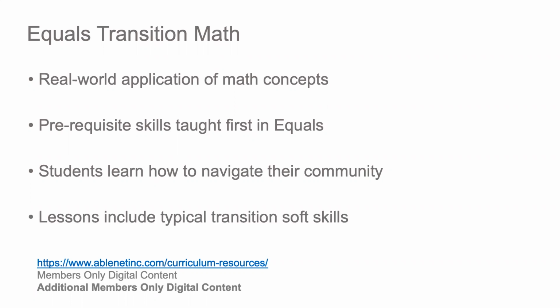During Equals Transition lessons, students learn how to research their own community, interview workers, and present information they have learned. Each lesson includes typical transition soft skills such as promoting self-advocacy by identifying and expressing personal preferences, making choices, safely seeking assistance, and following step-by-step directions. The transition lessons are available within the additional members-only content. It is recommended to request the most up-to-date members-only content by using the link on the slide.